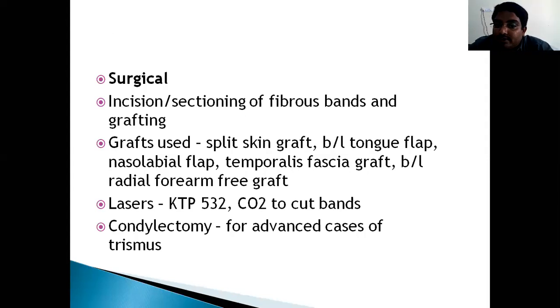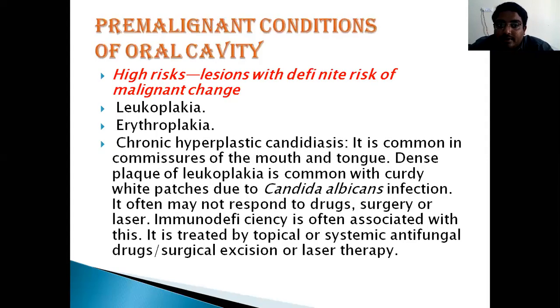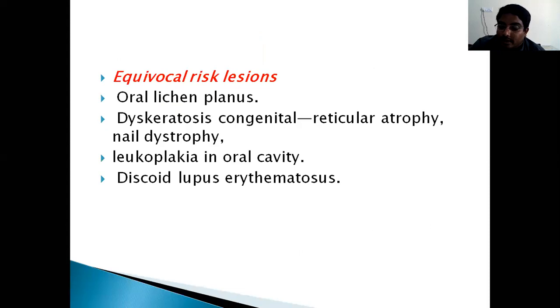Grafts used include split skin graft, bilateral tongue graft, nasolabial flap, temporal facial grafts, bilateral radial forearm free grafts, lasers, and coronoidectomy. This is the treatment. The pre-malignant conditions we divide into high risk, medium risk, and equivocal.